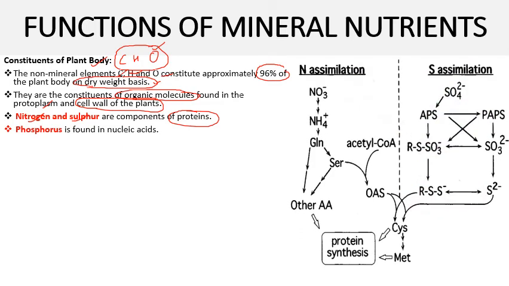Next we have phosphorus, which is the important component of nucleic acid, means जो RNA और DNA है उसका component है ये phosphorus. In addition to this, it is also an important component of energy currency, that is ATP.